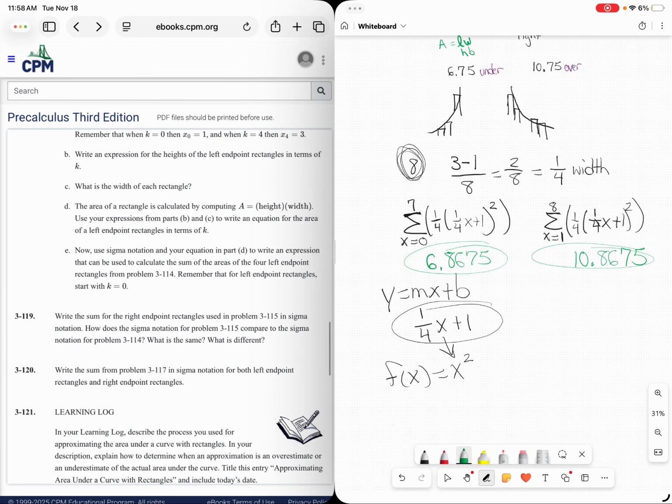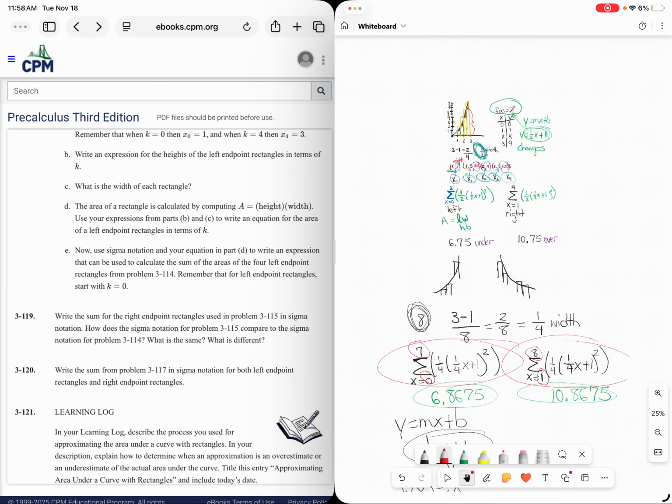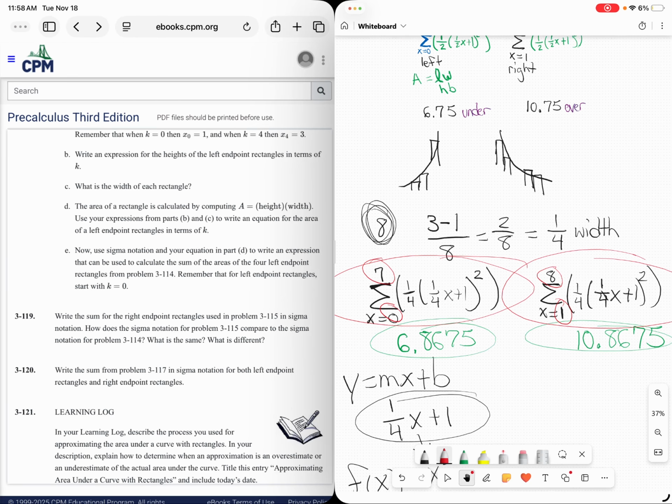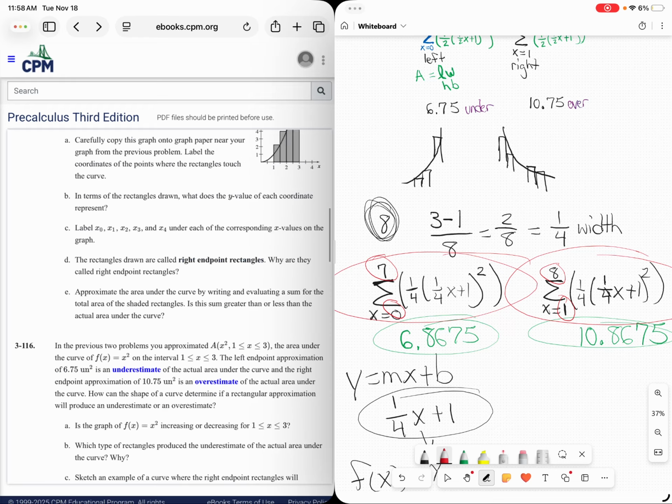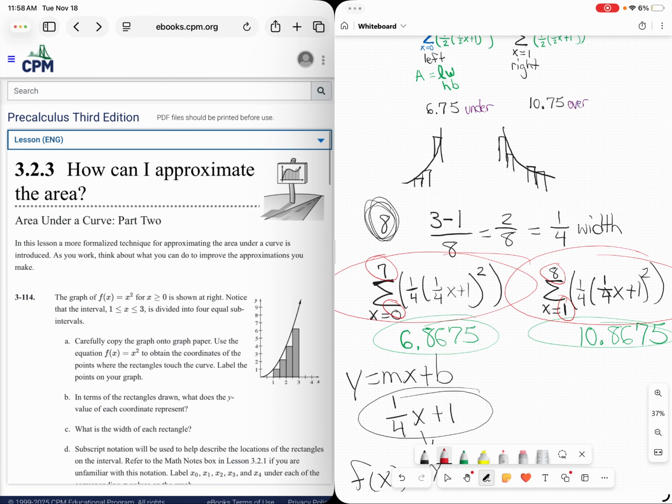Then they just talk about what changes from left to right. From a left endpoint to a right endpoint, the only thing that changes is what you're putting into your summation. So again, 0 to 7 or 1 to 8. And for 120, it says write it in summation notation. I've already done that for you. Just having the idea of being able to do that and then using your calculator to solve it. So yeah, 3.2.3, part 2 of area under the curve.